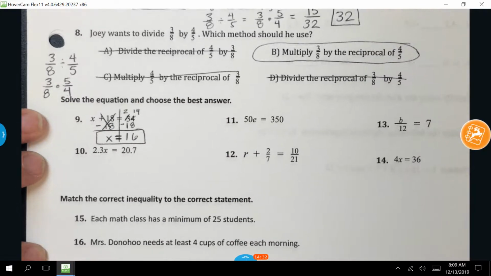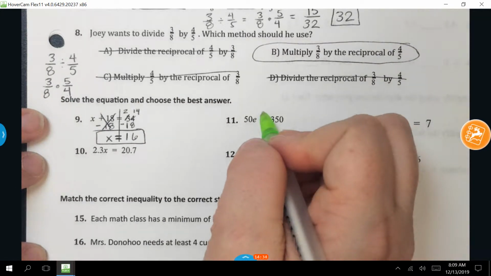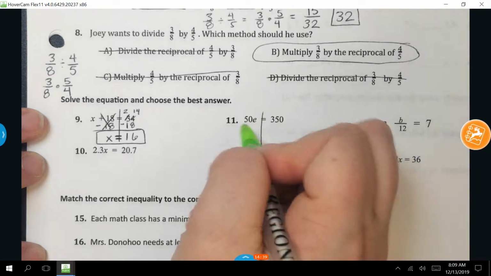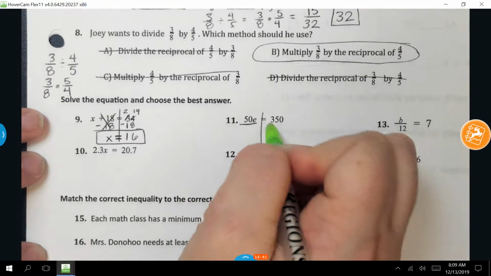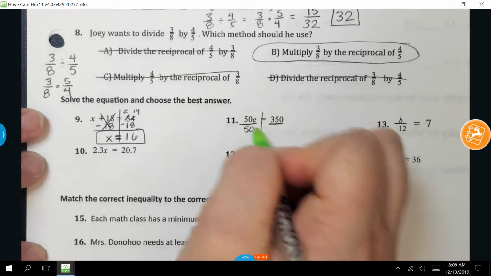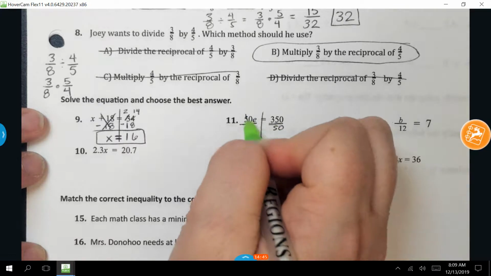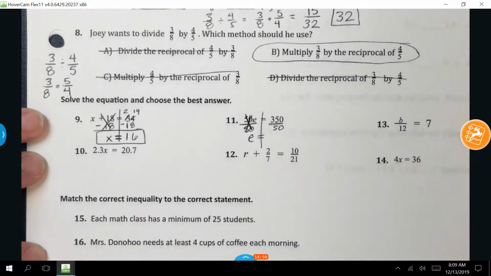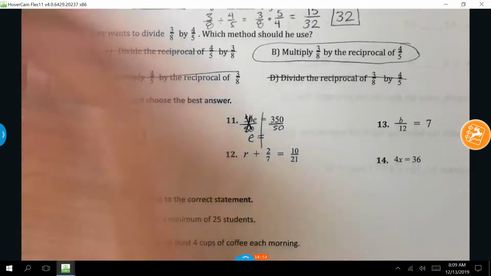Okay. Number 11, what operation is it right now? Multiplication. The opposite is division. So I'm dividing by 50. So those go away, leaving me with E equals 350 divided by 50, which is 7.